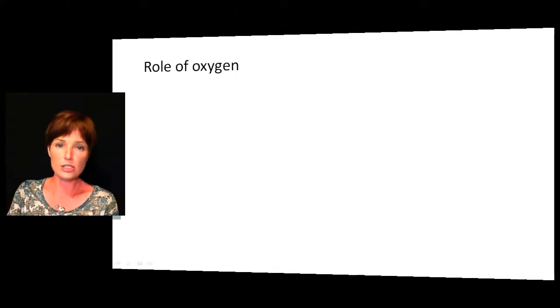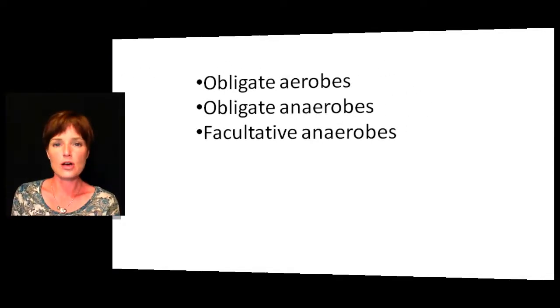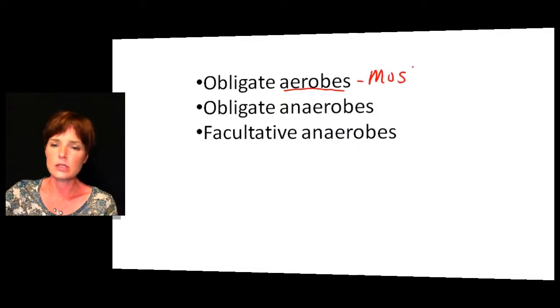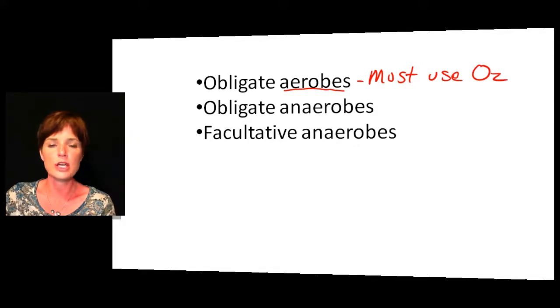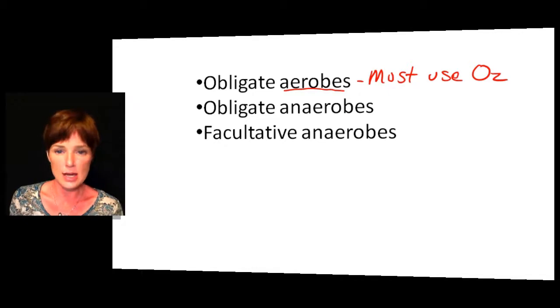Another thing about prokaryotic cells is that they are very wide-ranging in the way that oxygen plays a role in their metabolism. Here's 3 different types of prokaryotic organisms. We have obligate aerobes. Aerobes means oxygen using. So these are ones that must use oxygen. And by oxygen, we're talking about oxygen gas, which is O2. So without oxygen gas, these obligate aerobes would not even survive. They must have oxygen gas for their metabolism.